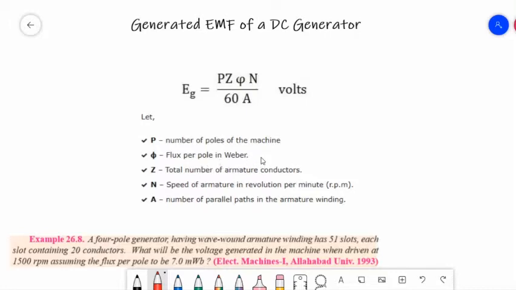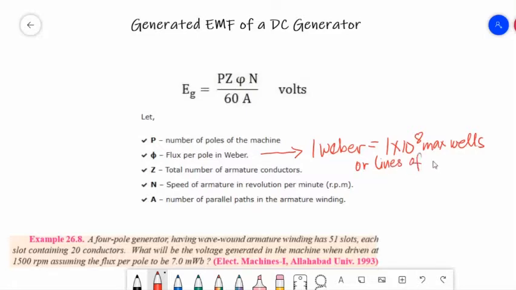We also have a conversion: if the flux is given in Maxwells or lines of flux, 1 Weber is equal to 1 times 10 raised to 8 Maxwells, or lines of flux.